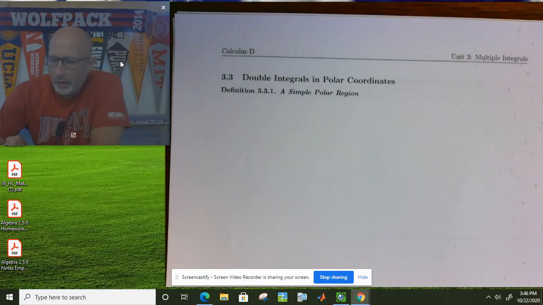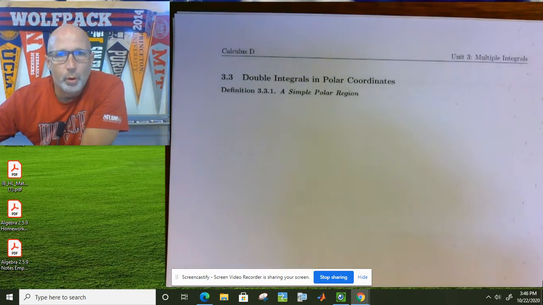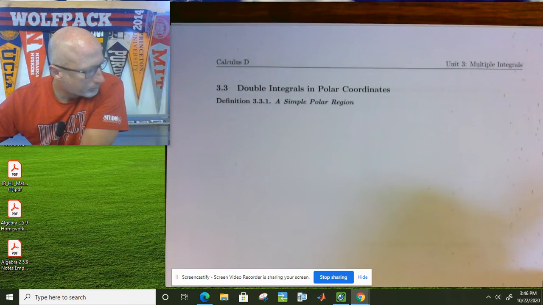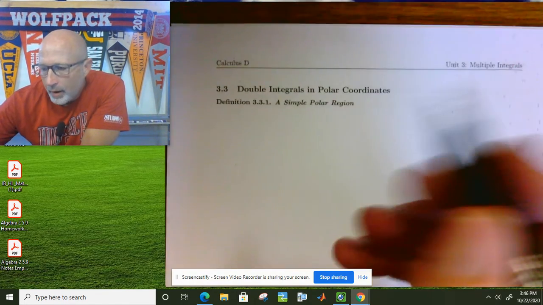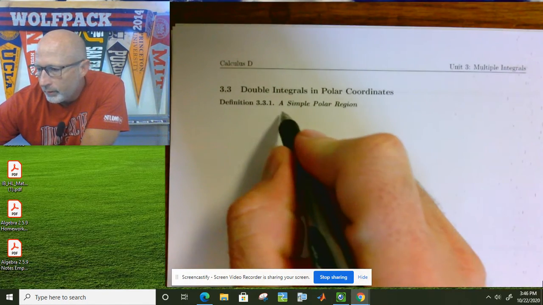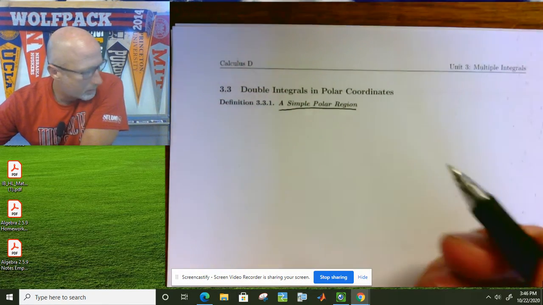Okay, hi everybody. So today we're going to go over some double integrals and polar coordinates, okay? So first we need a couple of definitions. The first one we're going to deal with is a simple polar region, okay?